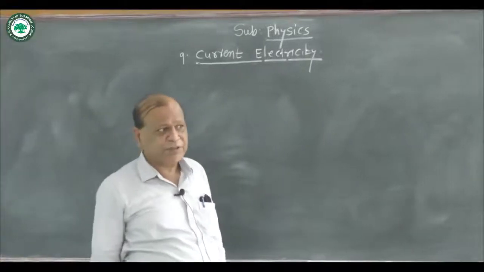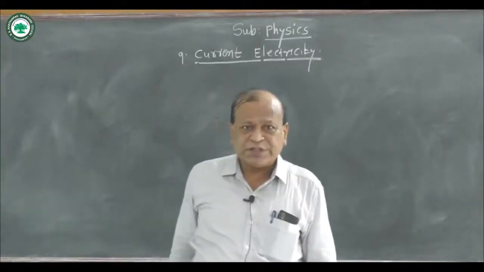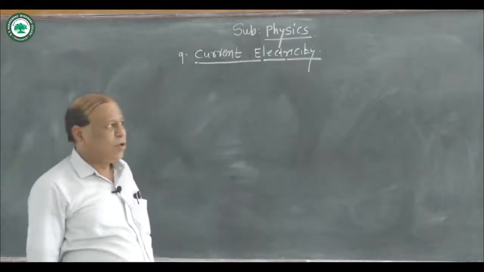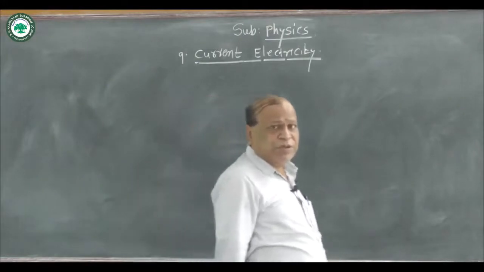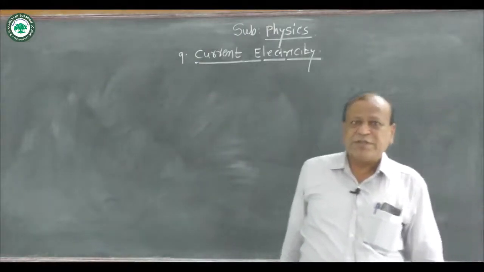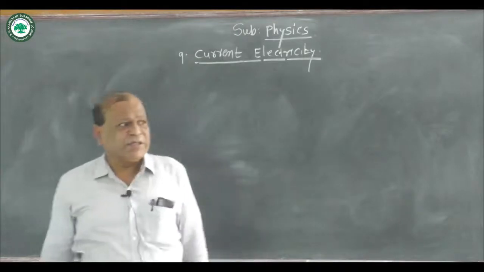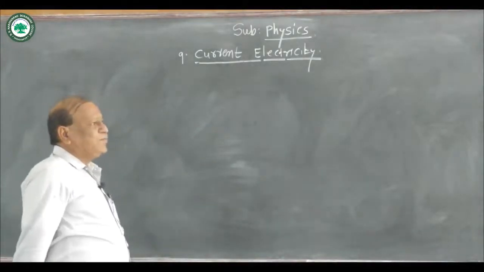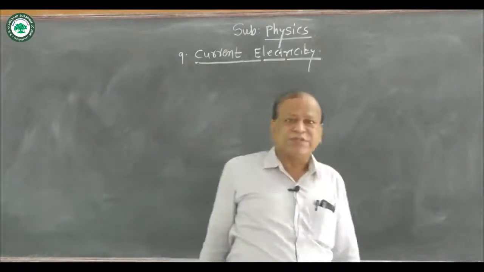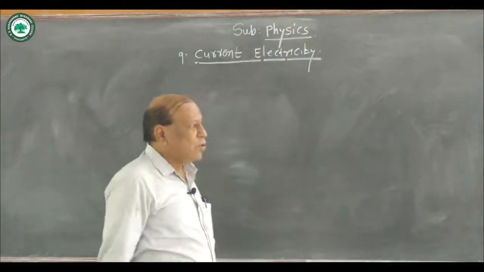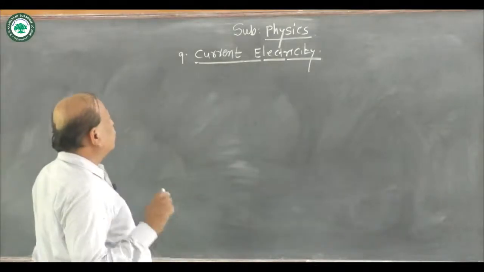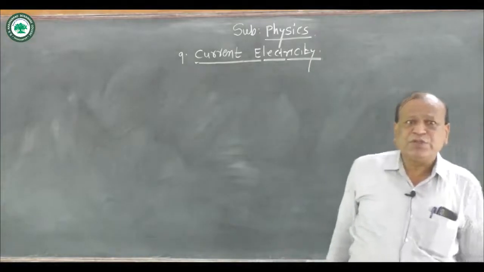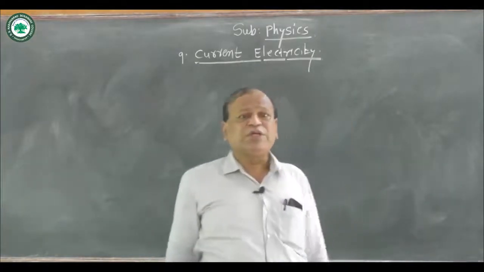In the previous lecture, we saw the construction and working of the moving coil galvanometer. The moving coil galvanometer is used to detect the current flowing through the circuit and to detect the PD across the given circuit. Today we are going to see how this moving coil galvanometer is used to measure the current flowing through the circuit.